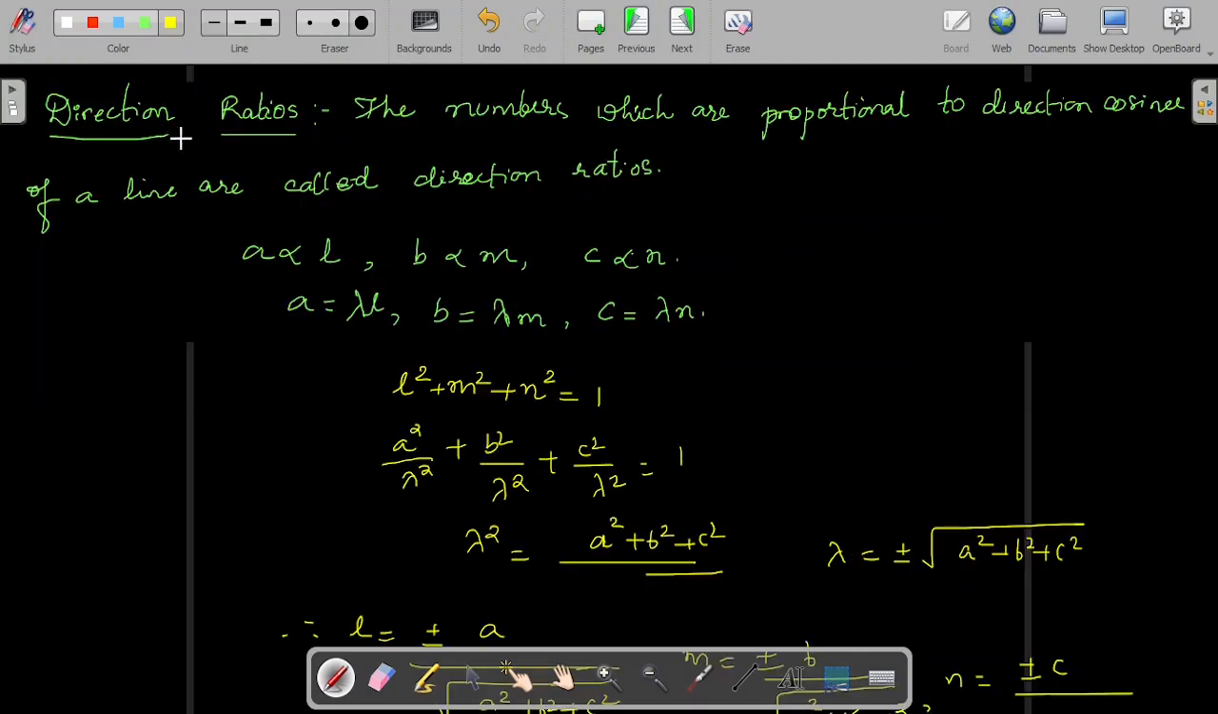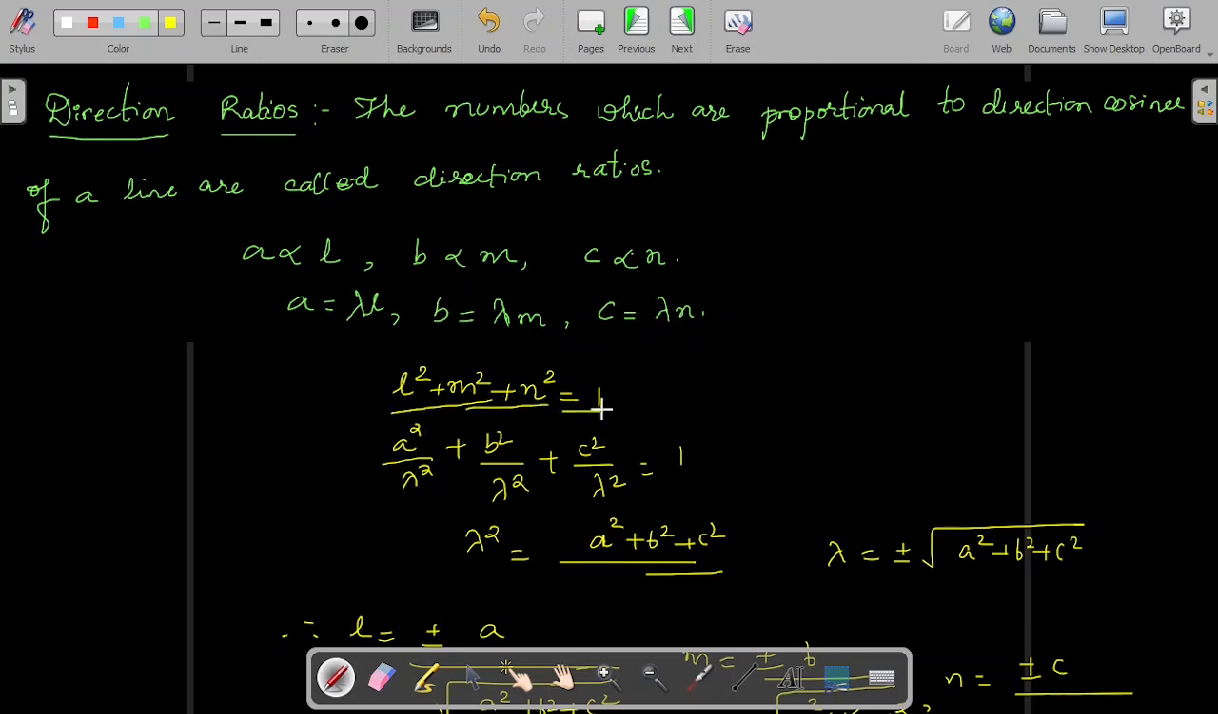Now about direction ratios. The numbers which are proportional to the direction cosines of a line are called direction ratios. You can name them a, b, c. l, m, n are direction cosines. So a is proportional to l, b is proportional to m, c is proportional to n. Removing the proportionality symbol, a equals lambda l, b is lambda m, and c is lambda n. Because they are of the same line, lambda is the same here.